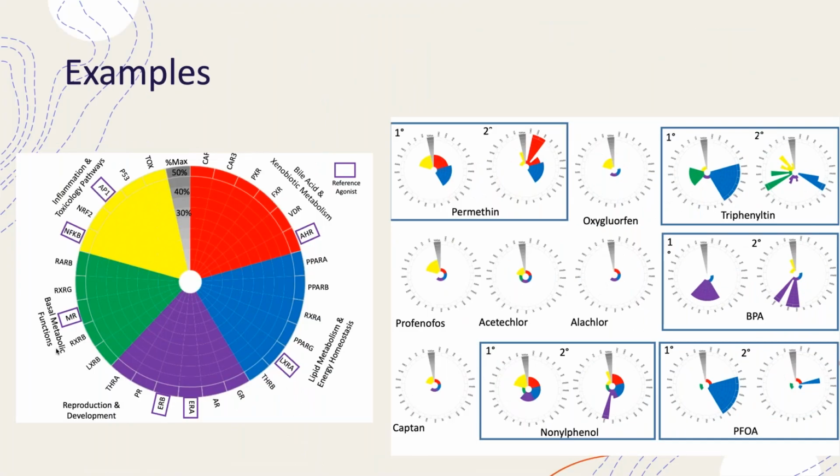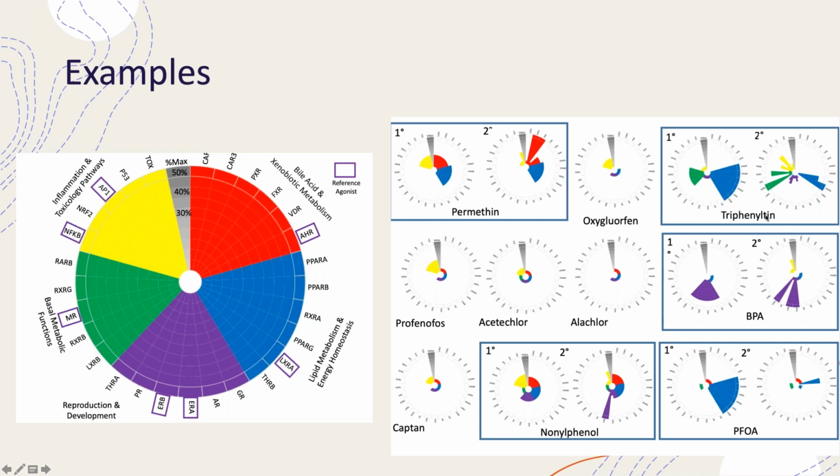So here's an example of some of the experiments that we've done. In this case, we've pooled basically 30-some receptors and put them into groups of 5 or 6. Put them into an individual pool, and each of these groups of 5 or 6 have a particular biological pathway that we're looking at. So our metabolic disruption, lipid metabolism, our reproductive and development, our endocrine disruption, basal metabolic functions, and then inflammation and tox.